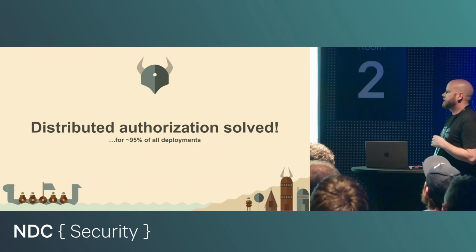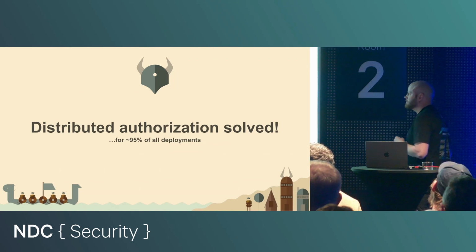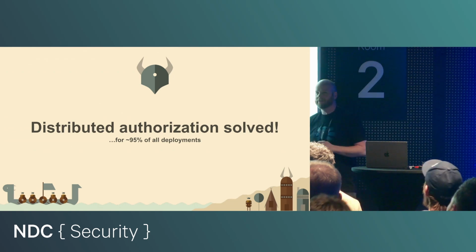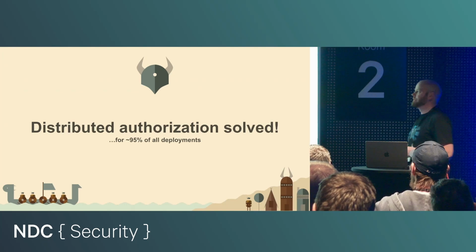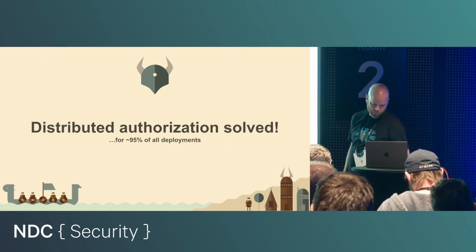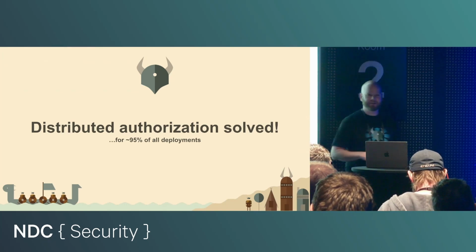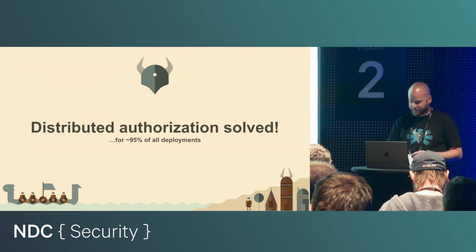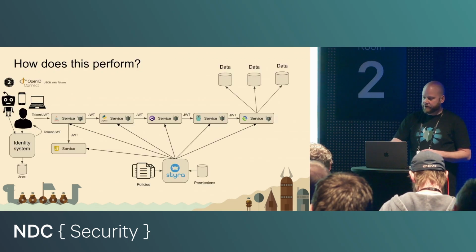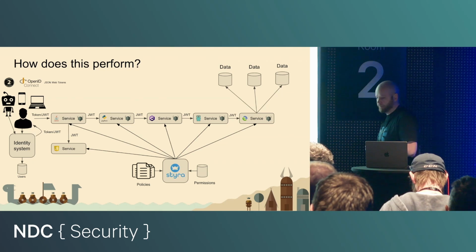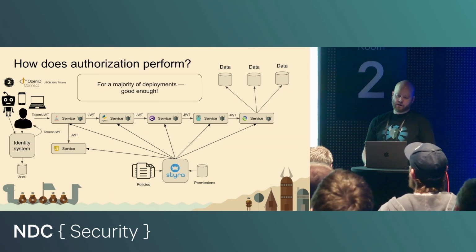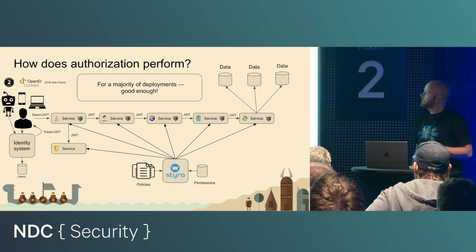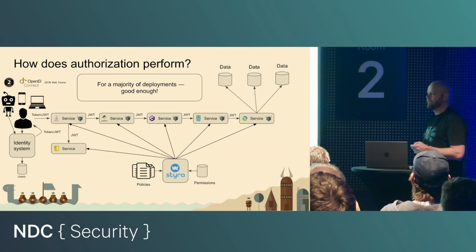So, okay, we solved authorization for 95% of all deployments. If you came this far, you're in a good place. And most organizations are nowhere near this place. But even if you came this far, there might still be some issues. How does this perform? And for the absolute large majority of deployments, it's good enough.